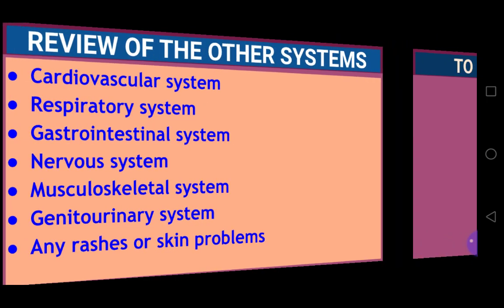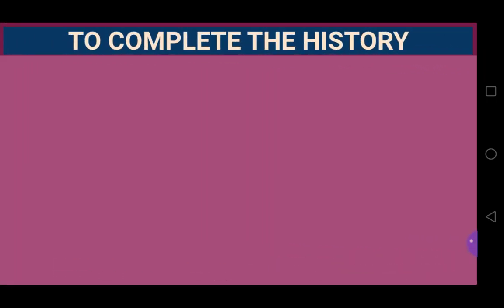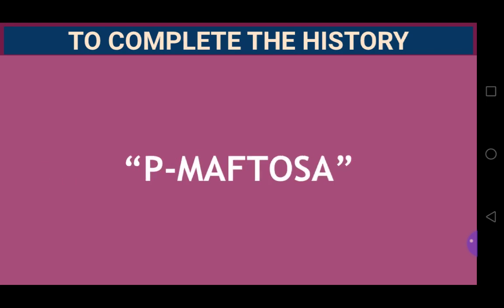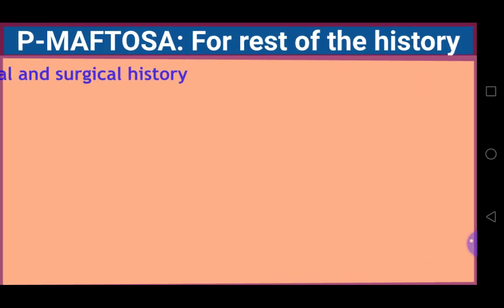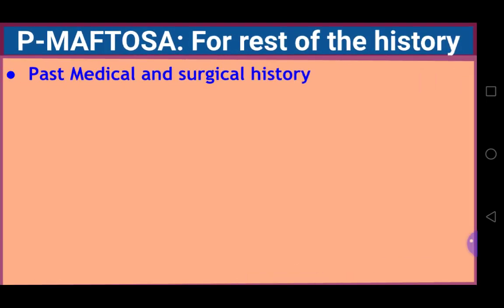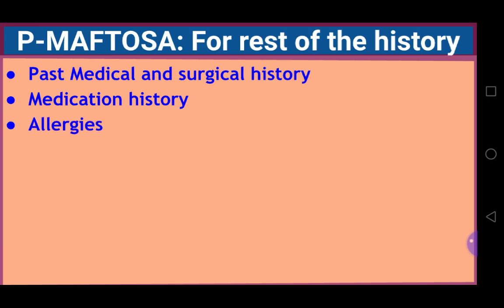To complete the rest of the history, then is PMFTOSA. This mnemonic is also very essential. So P is for past medical and surgical history, including any hospital admissions and any complications of the treatment. Medication history, which medications the patient is using now or has been using in the past.